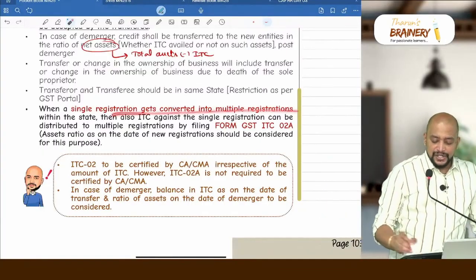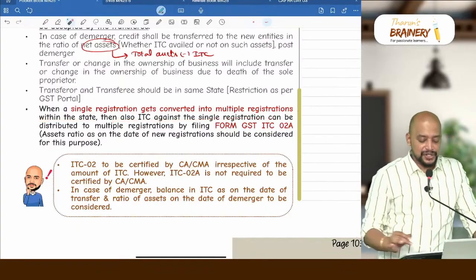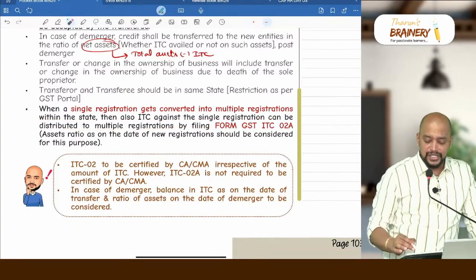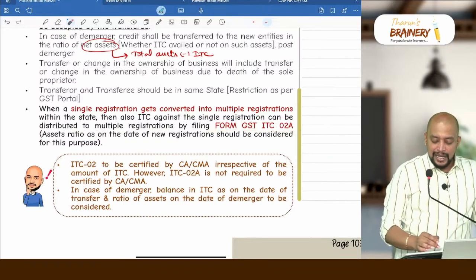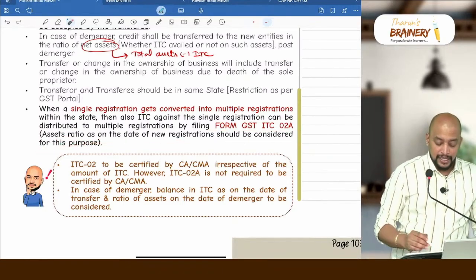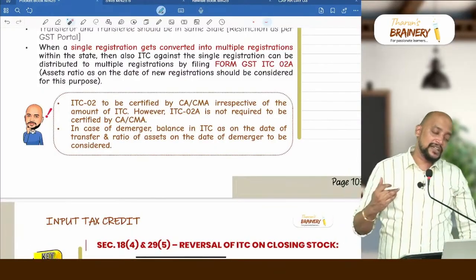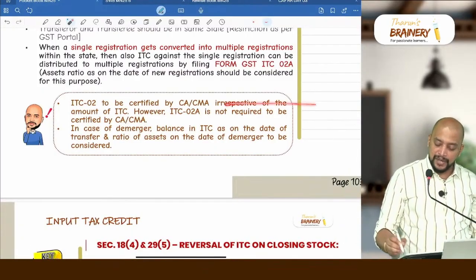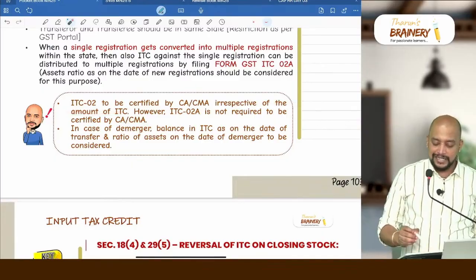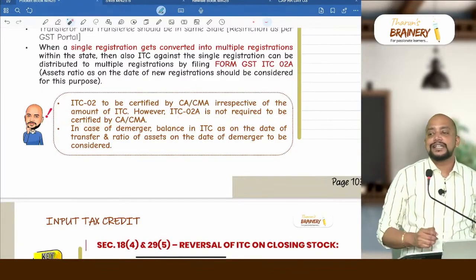When a single registration gets converted to multiple registrations within the state, then also ITC against the single registration can be distributed to multiple registrations by filing ITC 2A. The assets ratio as on the date of registration should be considered for this purpose. And you can see some special points in this regard. ITC 2 is to be certified by CA/CMA irrespective of the amount of ITC. But ITC 2A is not required to be certified by CA/CMA.